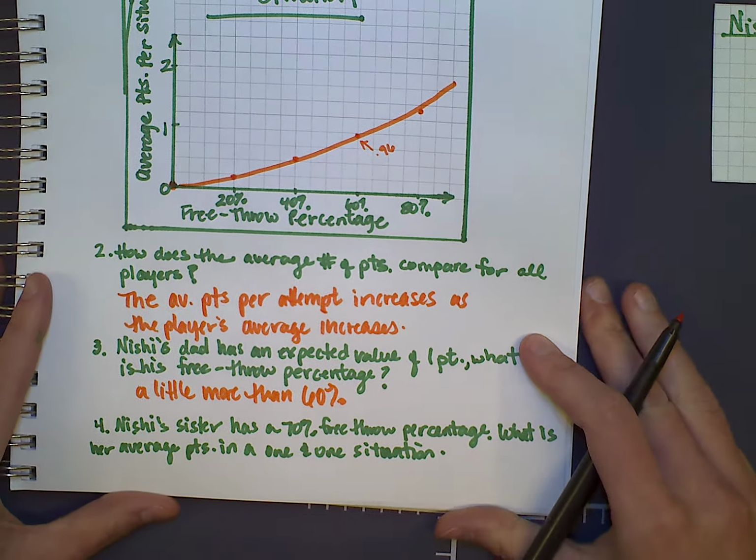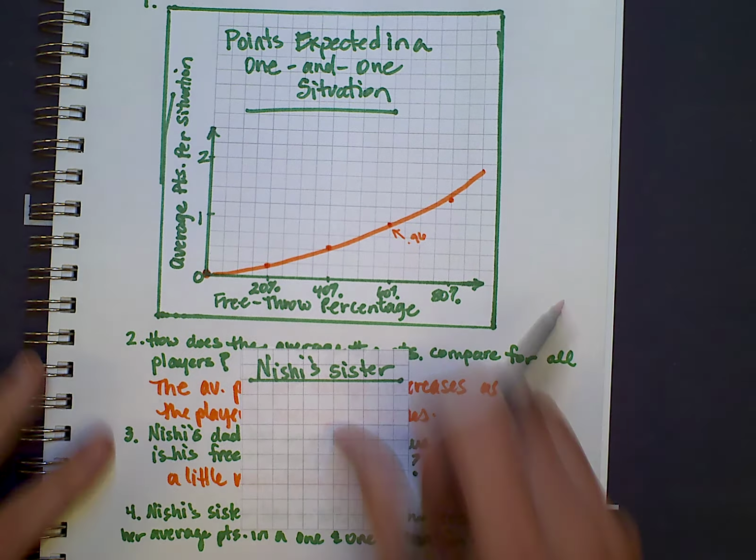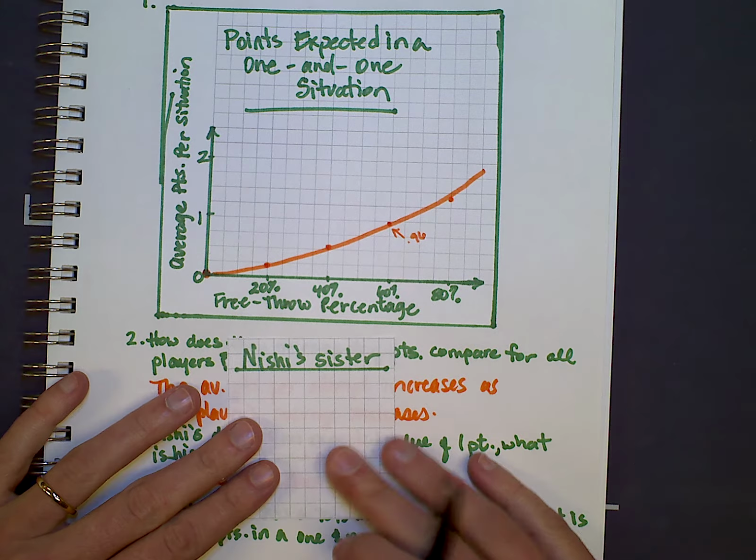All right, number 4. Nishi's sister has a 70% free throw average. What is her average points in a 1-on-1 situation? So you might want to use an additional area model, and that's what I have here.